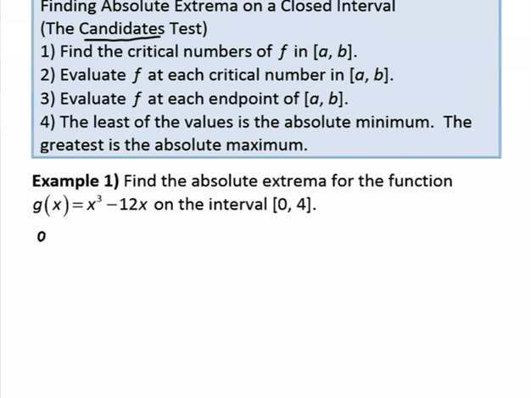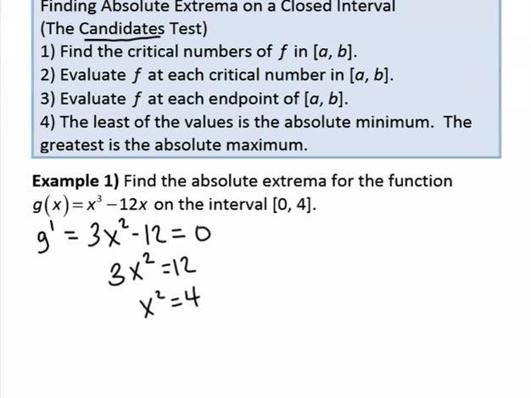So we're first going to take the derivative of g. The derivative of g is 3x squared minus 12. We want to find when that is 0 or undefined. This is a quadratic. It's not undefined anywhere, so we're only concerned when it's equal to 0. But for other functions you want to check to see when it's undefined, like a square root or a fraction or something like that. So 3x squared equals 12, so therefore x squared equals 4. So x equals either plus or minus 2. Okay, so those would be critical numbers. So that's our first step.